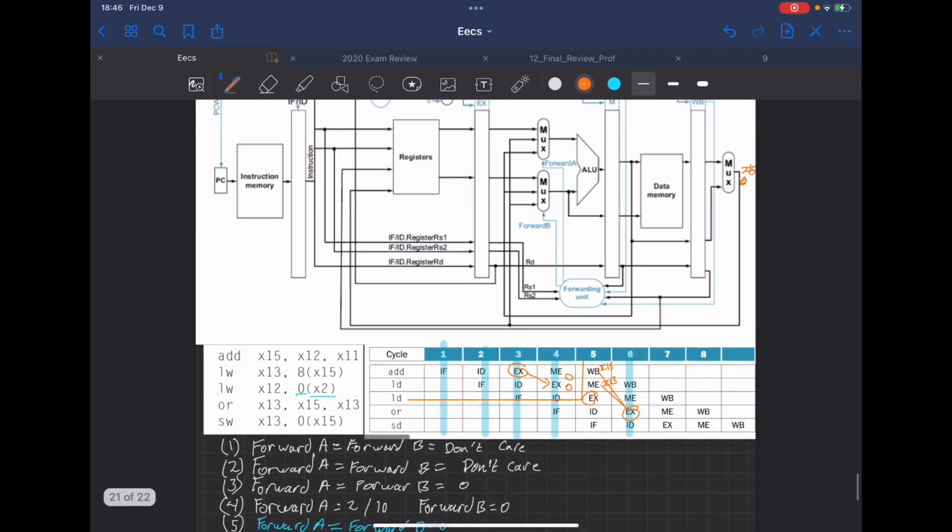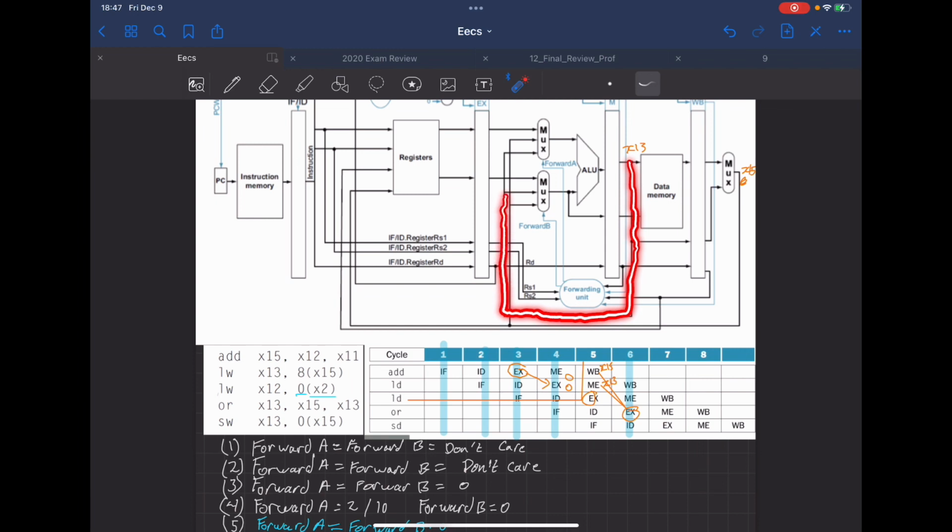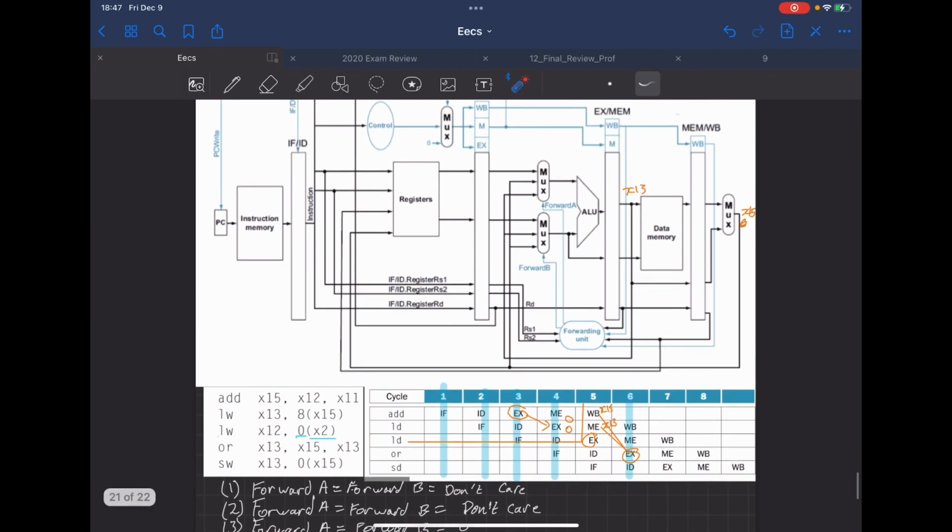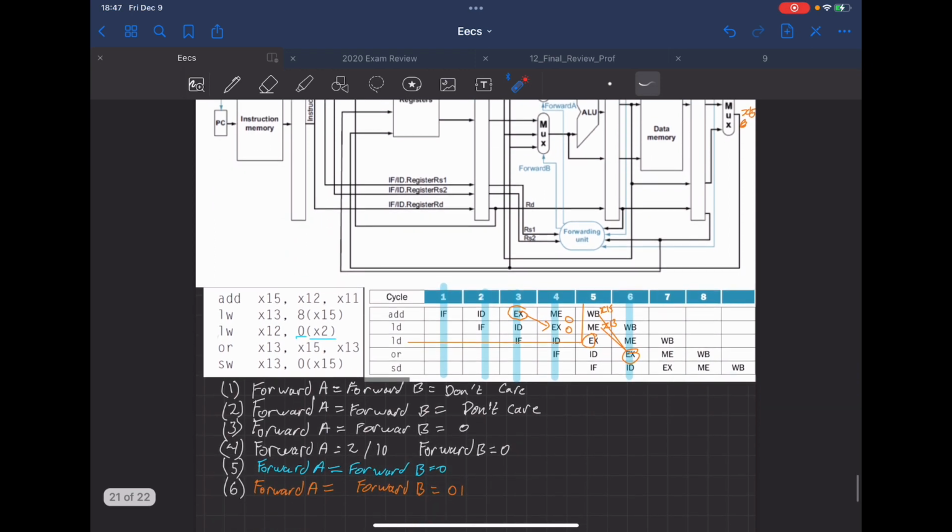Okay, forward A, that's right here. So we have x15, now we want x13, so x13 is right here. Let me just write that. So x13 is there, and we're going to follow that all the way around here, and then we're going to go up. We've already used mux B, so let's go up to mux A, which is right here. And in order to select that one at mux A, we are going to write it as 1, 0. Yes, and that's our answer for 6.